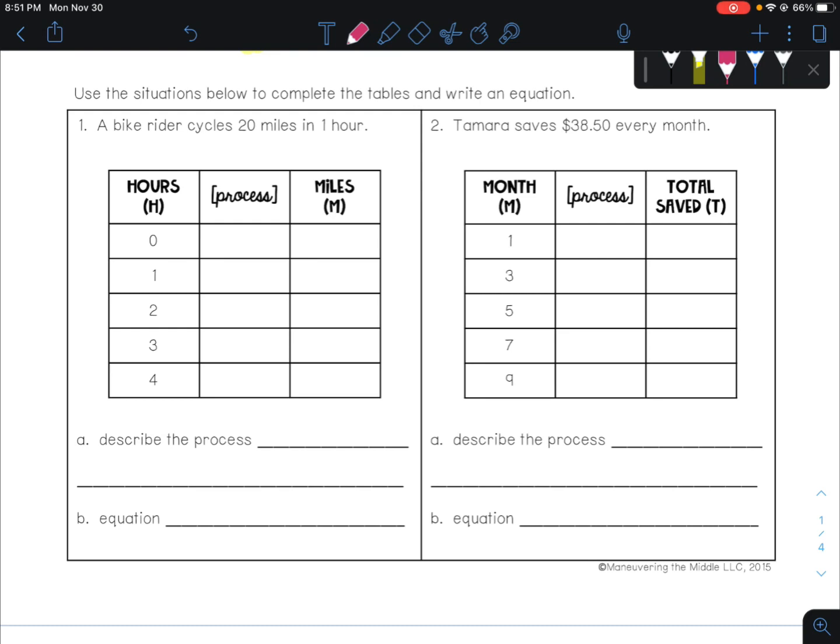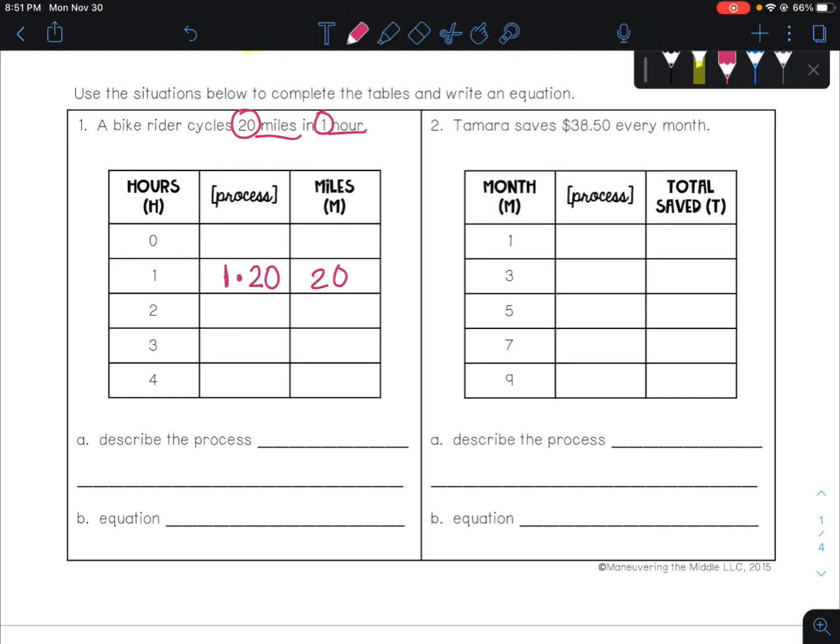A bike rider cycles 20 miles in 1 hour. So I see right away that I have hours and I have miles here. And it looks like I need to fill out one of these rows in my table so that I can try to figure out the process, like how we're changing from hours to miles. So it says 20 miles in 1 hour. So I'm going to look and see I have 1 hour right here. So that should go with 20 miles. And that's kind of our key. How do you get from 1 to 20? Well, you would do 1 times 20.